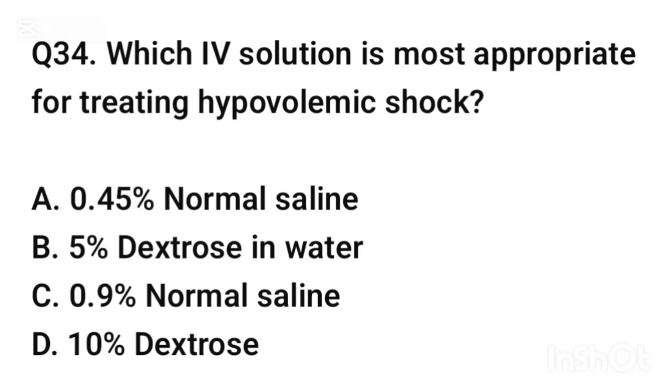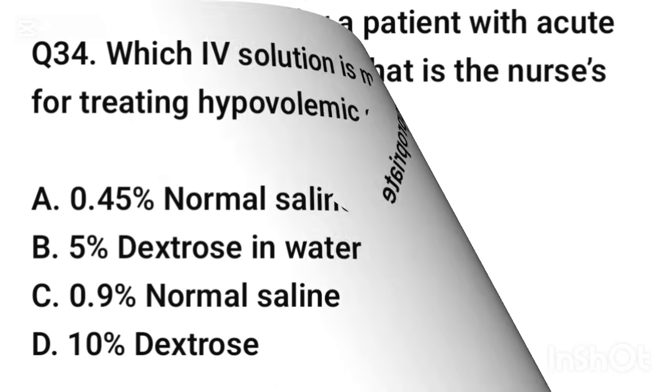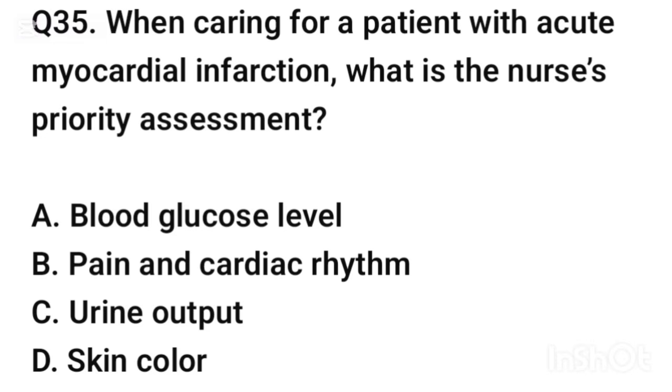Question number 34. Which IV solution is most appropriate for treating hypovolemic shock? The correct answer is option C, 0.9% normal saline. Question number 35. When caring for a patient with acute myocardial infarction, what is the nurse's priority assessment? The correct answer is option B, pain and cardiac rhythm.